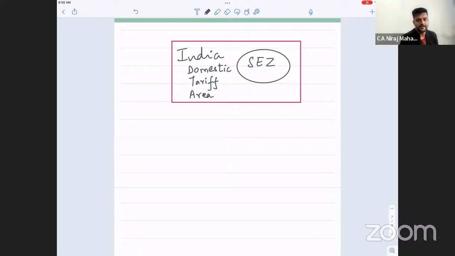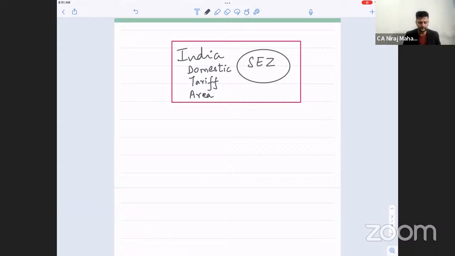SEZ obviously gets lots of benefits, from electricity, water, and departments also. The SEZ area is treated as if it is not in India. So whenever you are supplying to SEZ, it is as good as treated that you are exporting it. And we'll learn in GST, there will be no tax on exports.